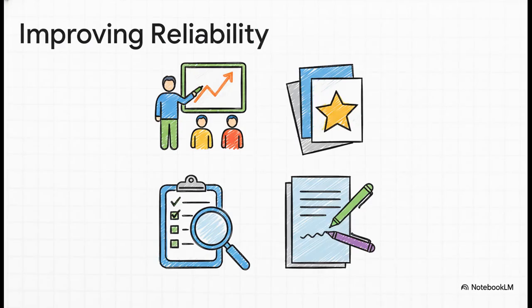Now, the great news here is that reliability isn't just luck. It's something you can build. You do it with things like solid training for everyone who's grading. You use benchmark examples, so everyone's on the same page about what a 4 looks like. You use those clear rubrics we just talked about. And for really important tests, you have 2 people score everything.